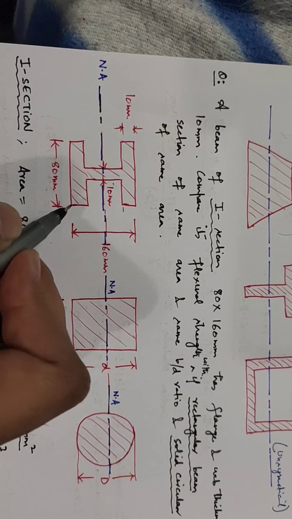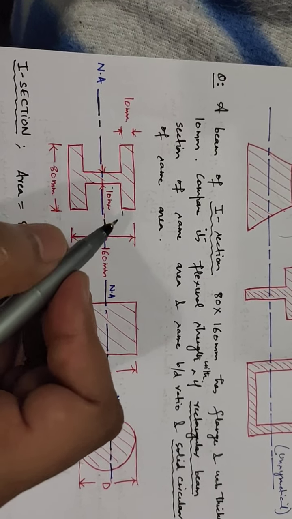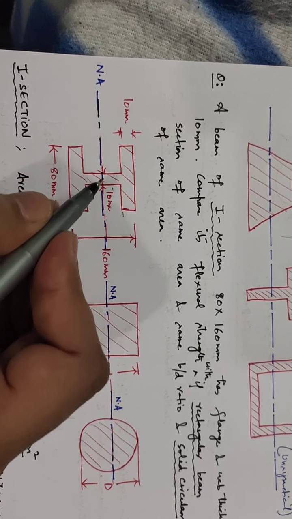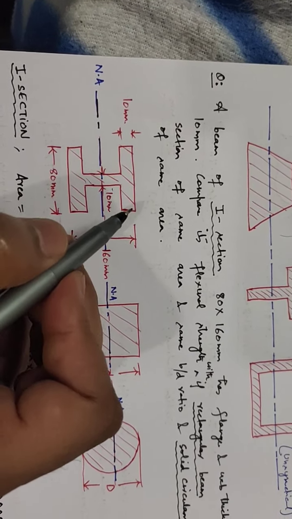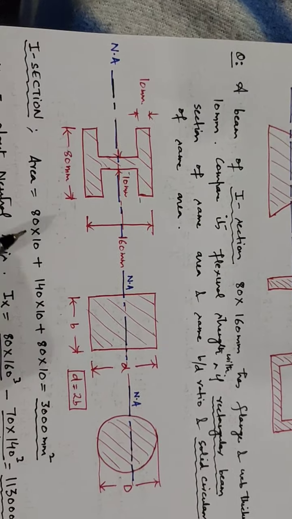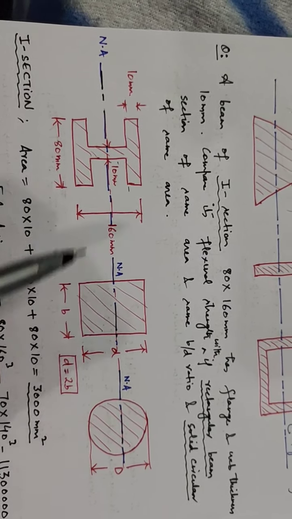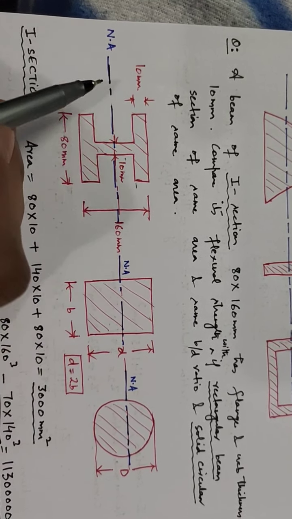One is 80 into 10 plus, so this 10 and 10 minus, this will be 140 into 10, and this will be again 80 into 10. So the area of the I section will be equal to 3000 mm square. Now we find the moment of inertia about the x-axis.